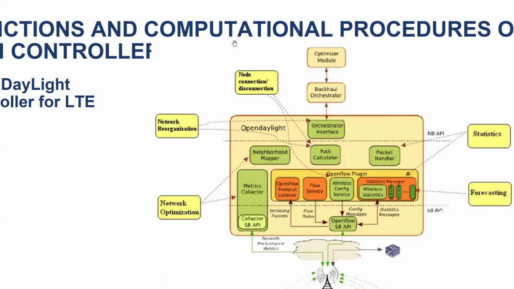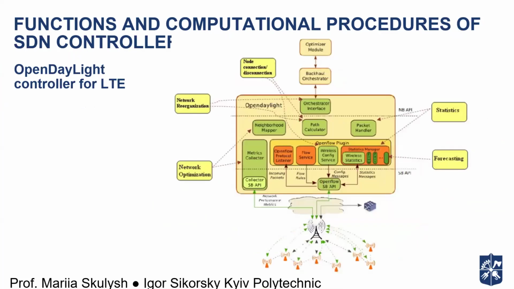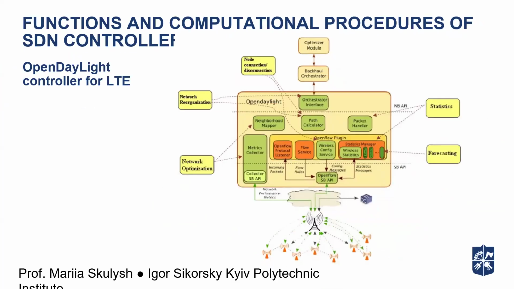Also, one of the tasks is node connection. It's the Pathfinder and OpenFlow plugin. It is network reorganization, this orchestrator and path calculator. So these are different tasks needed for transmitting data from one base station to another base station. Do you have questions about exactly this picture? Is it clear?